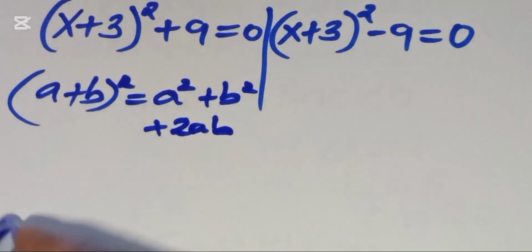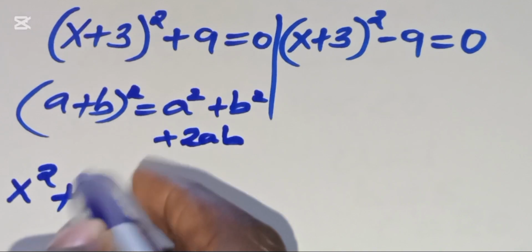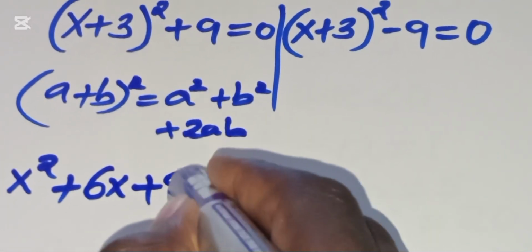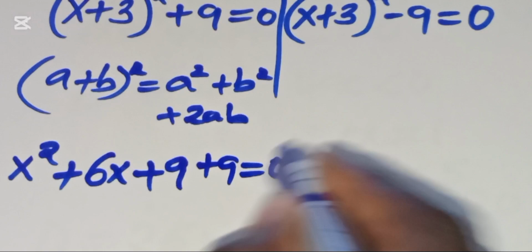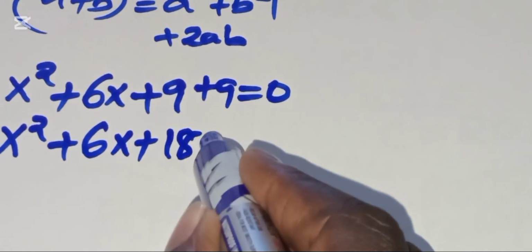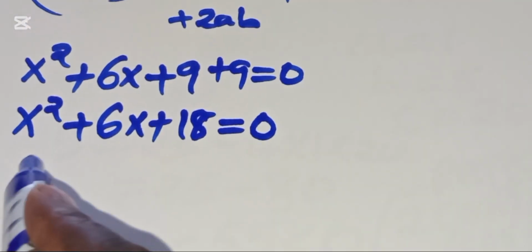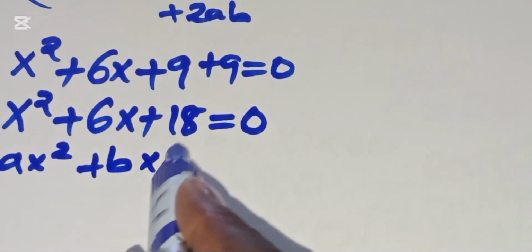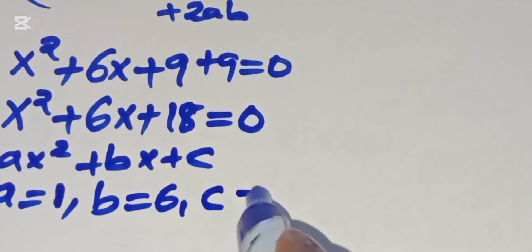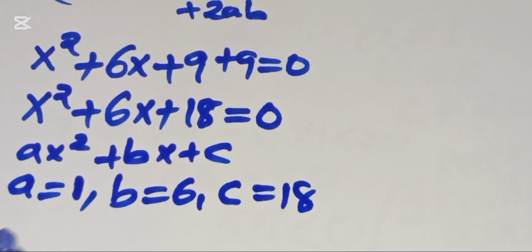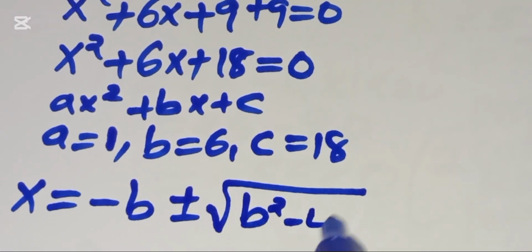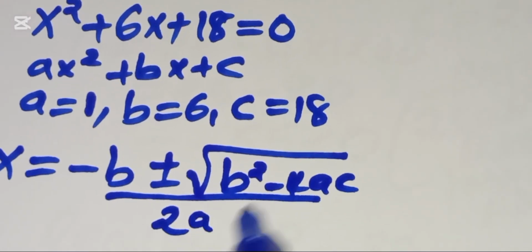Now this is the same thing as x^2 plus, here we have 3x times 2, which is 6x, plus 3 squared, which is 9, plus 9, this is equal to 0. Now we will have x^2 + 6x + 18 = 0. So this is a quadratic equation in the form of ax^2 + bx + c. Now a is 1, b is equal to 6, and c is equal to 18. So let's substitute this in the quadratic formula, which is expressed as negative b plus or minus the square root of b^2 - 4ac, divided by 2a.